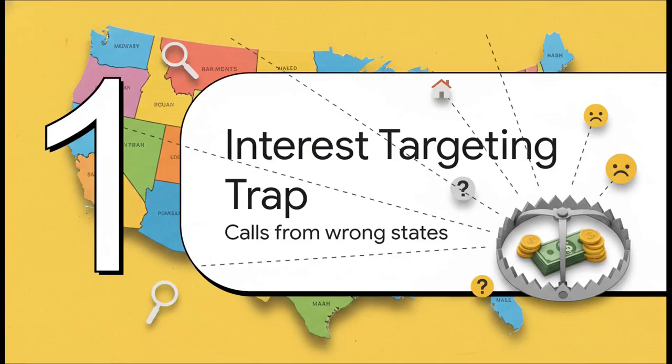Okay, so let's break down the first major issue. I like to call it the interest targeting trap. And believe me, this is the number one reason local businesses end up paying for clicks from people who are hundreds, sometimes even thousands of miles away.